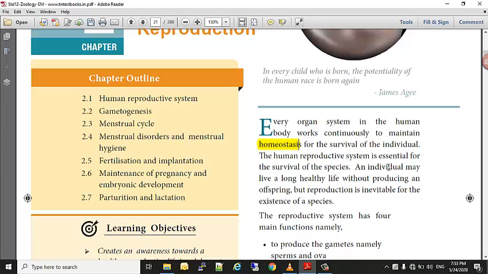And the human reproductive system is essential for the survival of the species. An individual may live a long, healthy life without producing an offspring, but reproduction is inevitable for the existence of species. God has made us, and He has given us an opportunity to reproduce offspring. So it is inevitable. You cannot skip it.